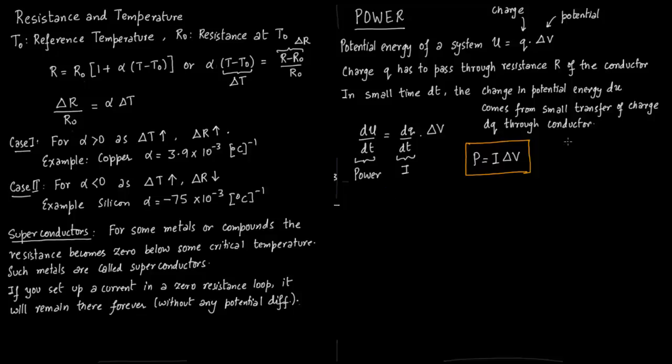This is an important result. Delta V is equal to IR, which you have seen before. So you can plug this in, and you get power is also equal to I squared R. And now instead of I, you plug in delta V by R, so you get power as delta V squared by R. This is the formula for power, and it is measured in watts.